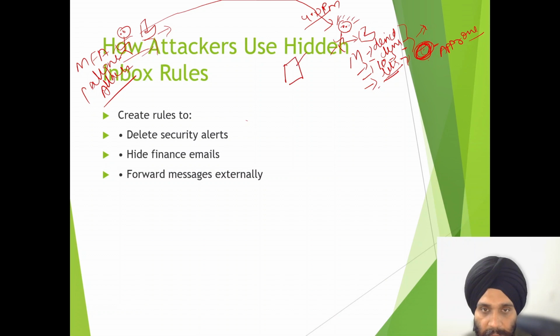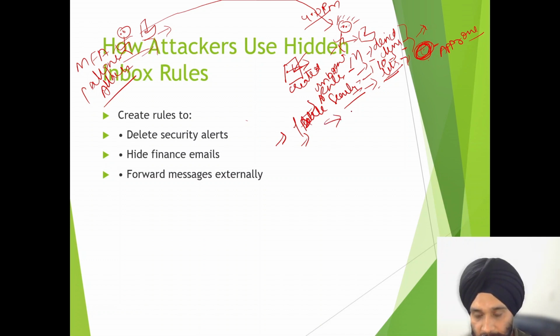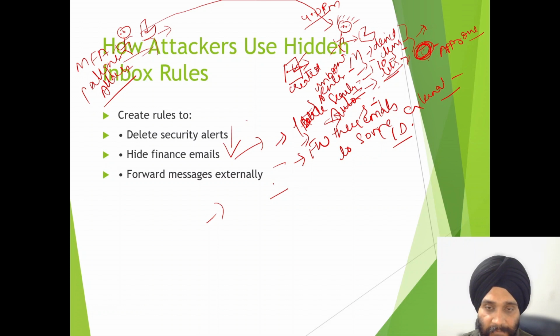So this is your mailbox. He's entered into the mailbox. Now first of all, he will try to create inbox rules. So let's say the first inbox rule: delete any security alerts that it generates, and forward messages externally. I've seen mailboxes where auto forwarding was enabled. In my experience, I have heard from several organizations and IT administrators that they did not know when this incident happened.